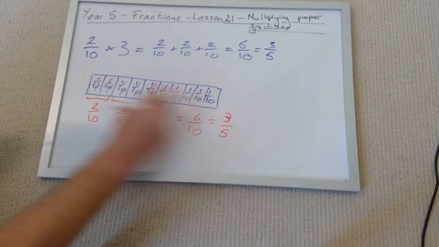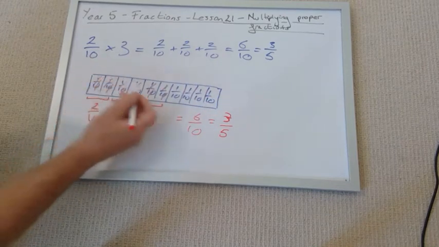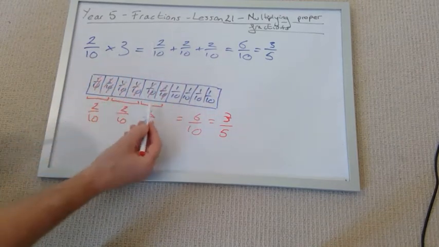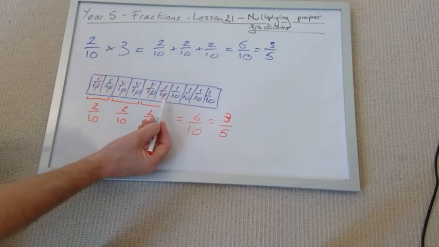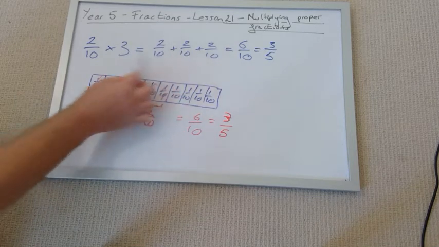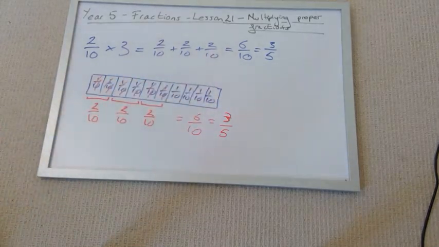So that's another strategy. I like this visual method because it's on one strip and I find it simpler than drawing the other one. But if you do prefer the other one, you're more than welcome to. And of course, you can use your repeated addition to solve this kind of problem.